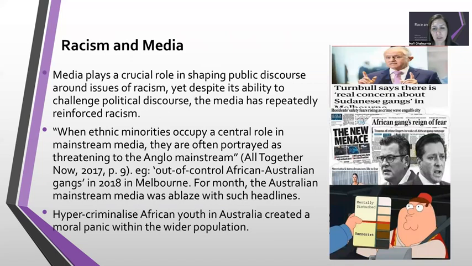And the last one that I want to talk about in this part is racism and media. As we talked about in the last lectures, media can have a crucial role in the empowerment of people, it can be an agent of social activism, and it can have a positive role in society and unite people. But unfortunately, despite this role, media repeatedly reinforce racism, and they never challenge the political discourse of racism in Australia.